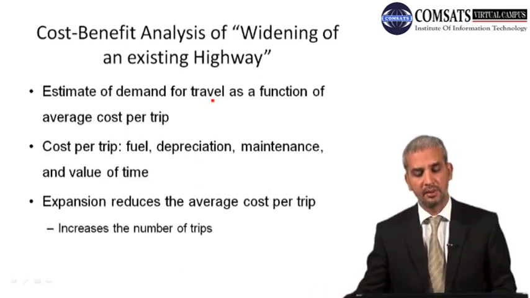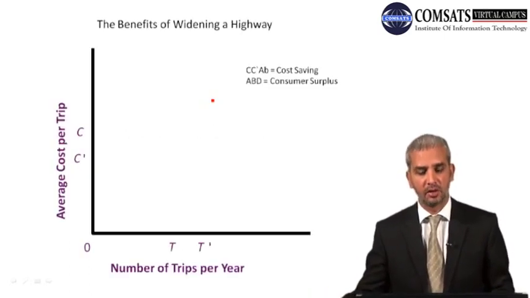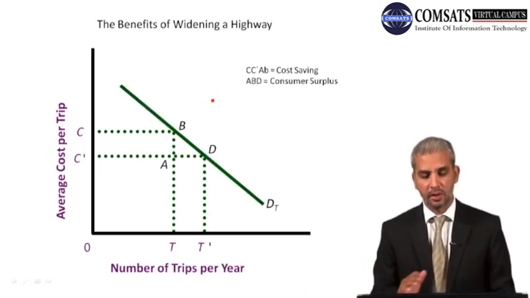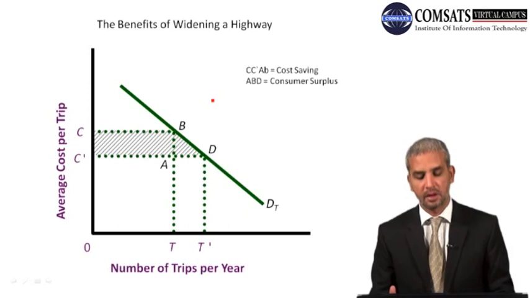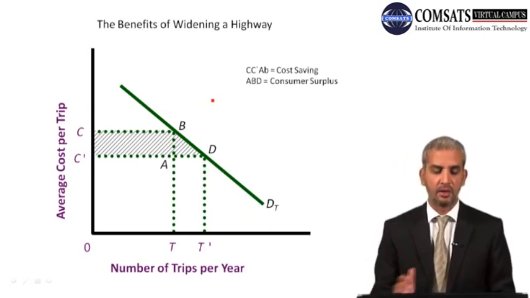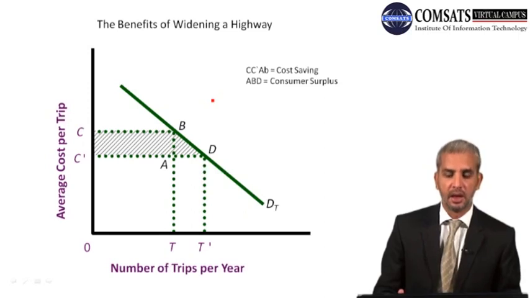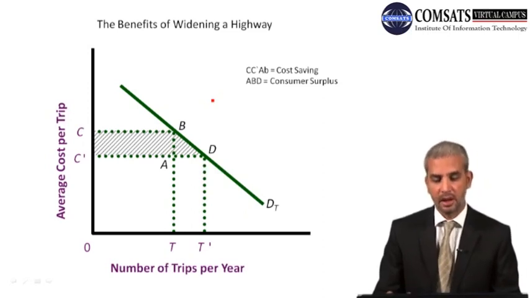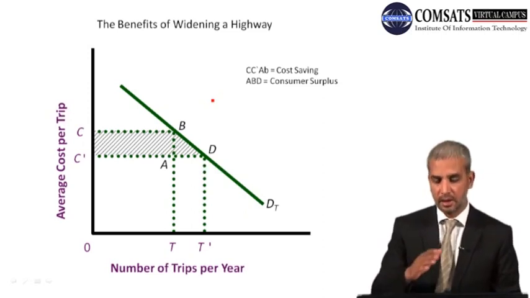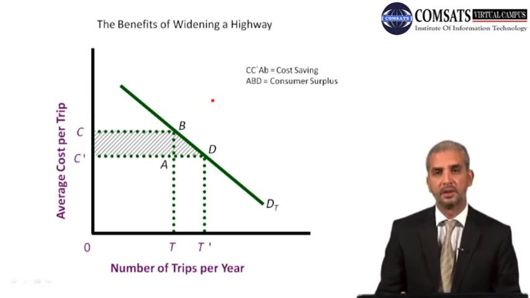So in order to estimate the demand for travel as a function of average cost, we have a graph over here. The graph shows on the x-axis the number of trips per year, T and T slash, which represent some hypothetical numbers, and on the y-axis the average cost per trip. So what we are seeing over here is that once the highway is expanded, the downward sloping demand curve represents the demand for trips on that highway.